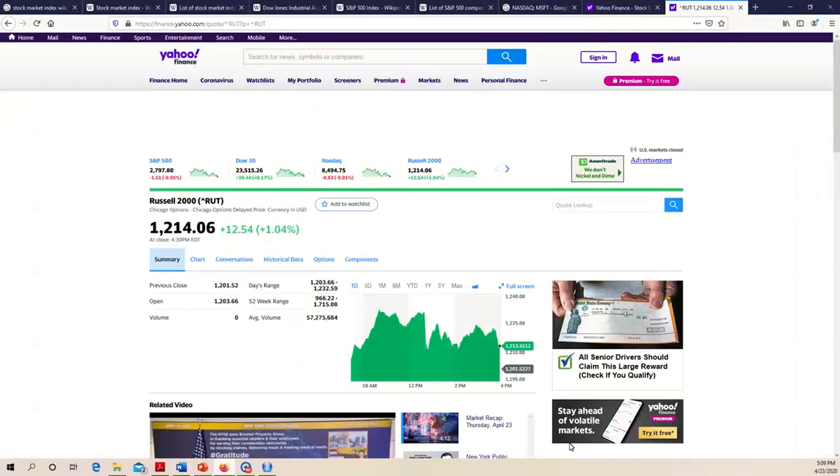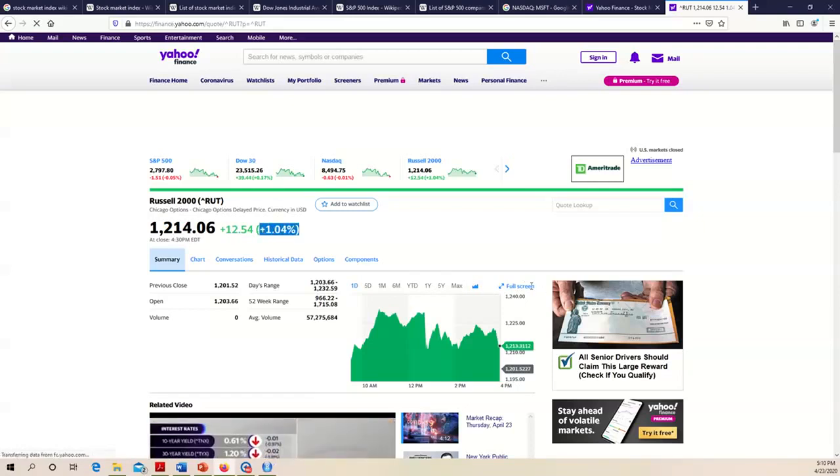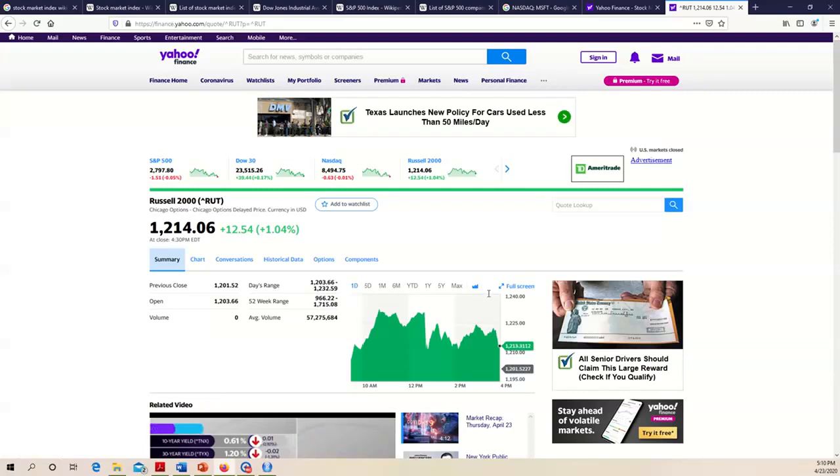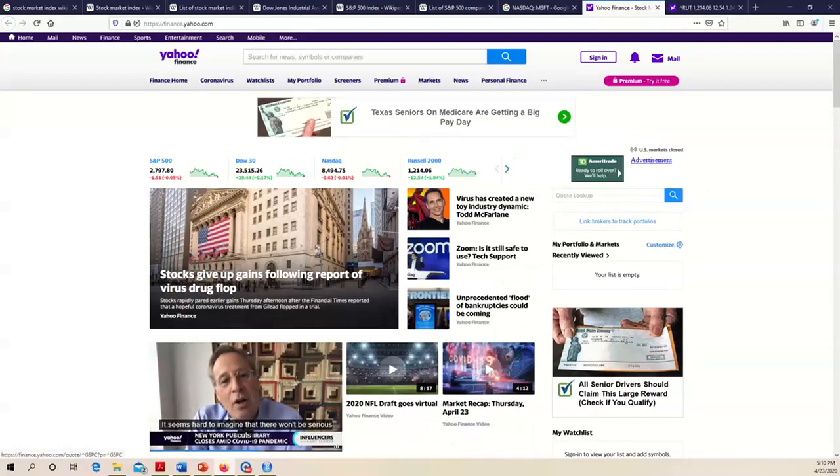So if you care about the performance of middle and small size companies, then you should follow the Russell 2000 index. Here, for the Russell 2000 index, today's closing value is roughly 1,214 points. Compared with yesterday's closing price, this number has increased by 12 points, or by roughly 1%. So that means for small size company stocks, on average, their prices have increased by how much? By roughly 1%.